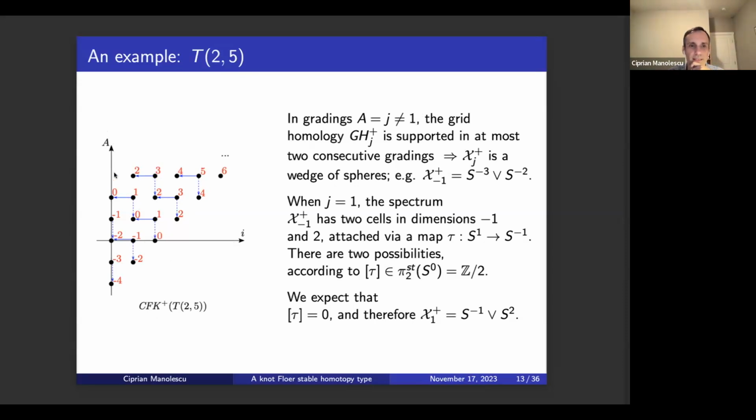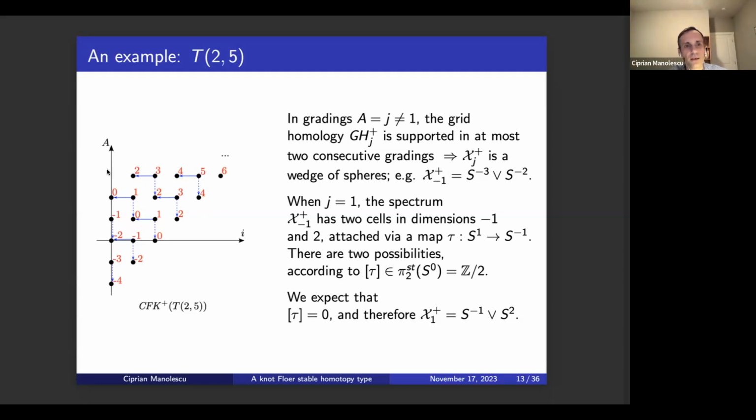Each dot is a model for the knot Floer complex. The blue arrows represent differentials that go over an O marking once. The dotted differentials represent differentials that go over the X markings once, and those, let's say, we don't consider. In the version GH+, they don't matter.